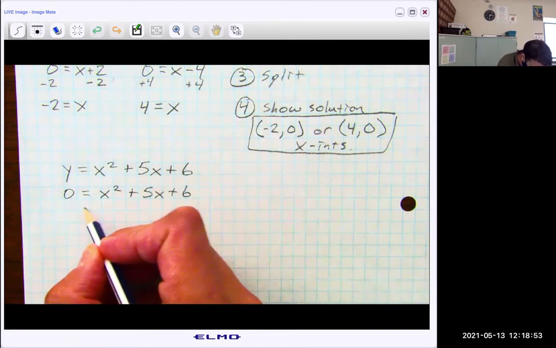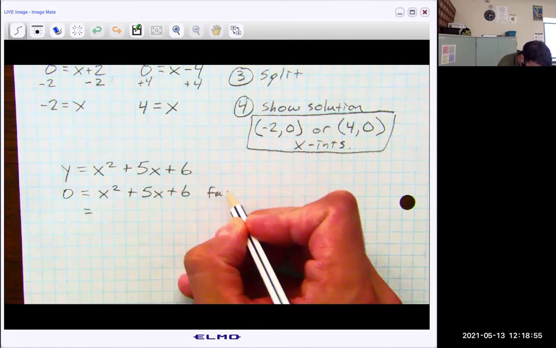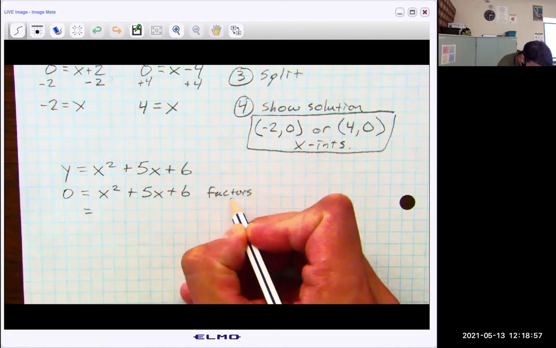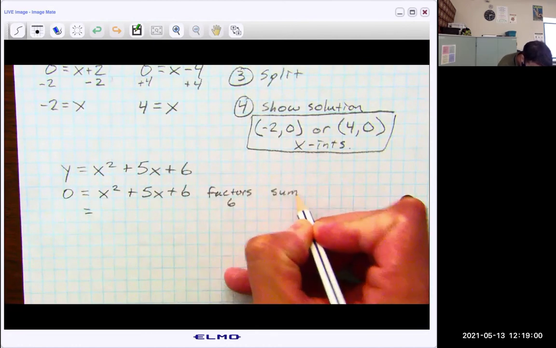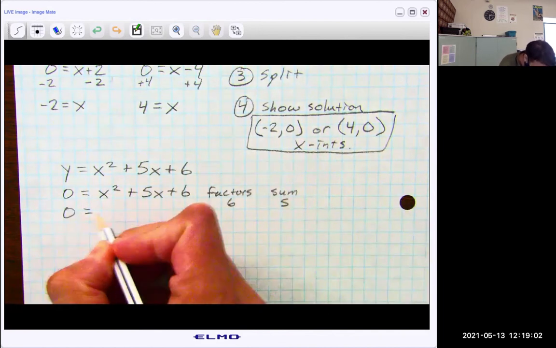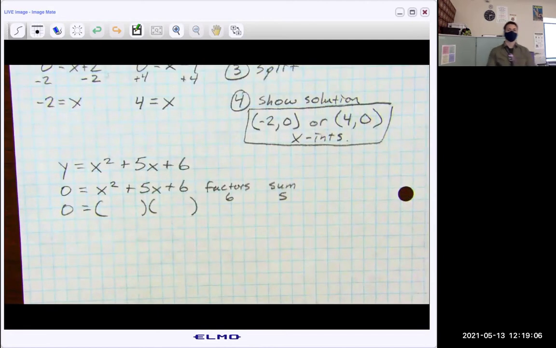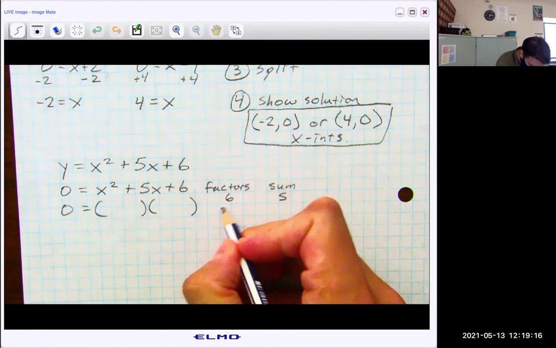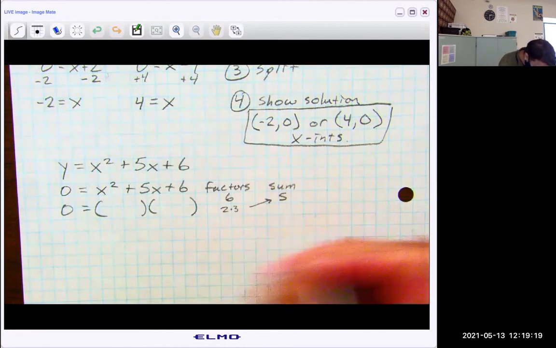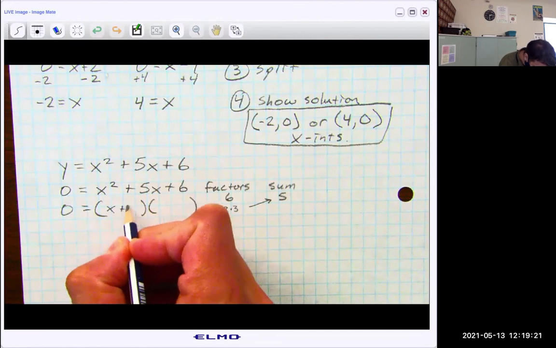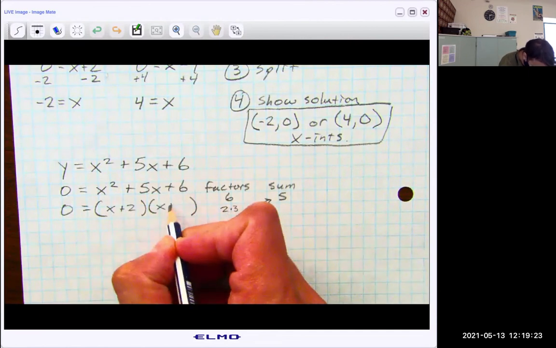Yep, you're gonna factor. You want the factors of 6 that add to 5. And we know it's gonna look like that with parentheses. Okay, anybody know what it is already? 2 and 3. 2 and 3, they add to make 5. Good. So this is the x plus 2. This is the x plus 3.